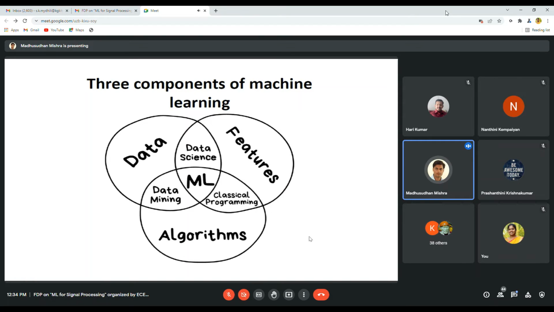We also find that machine learning is basically an intersection point for data mining, data science, and classical programming. Machine learning requires knowledge of data science, where we have to study statistics, probability, all these things, then data mining techniques, and then programming too.